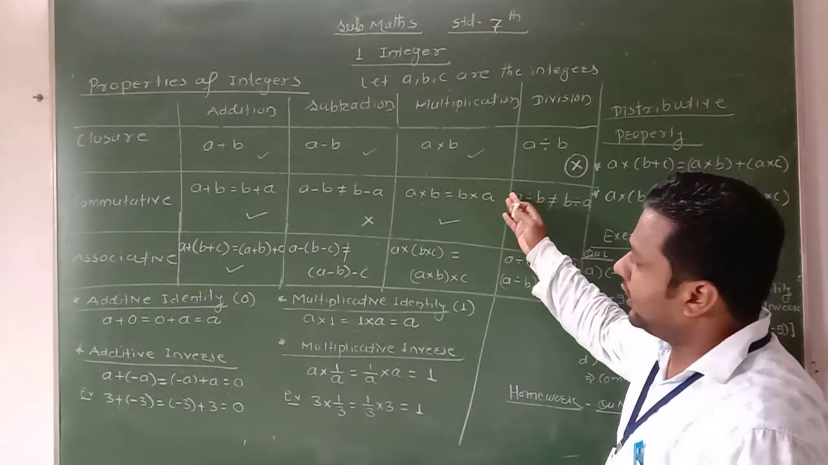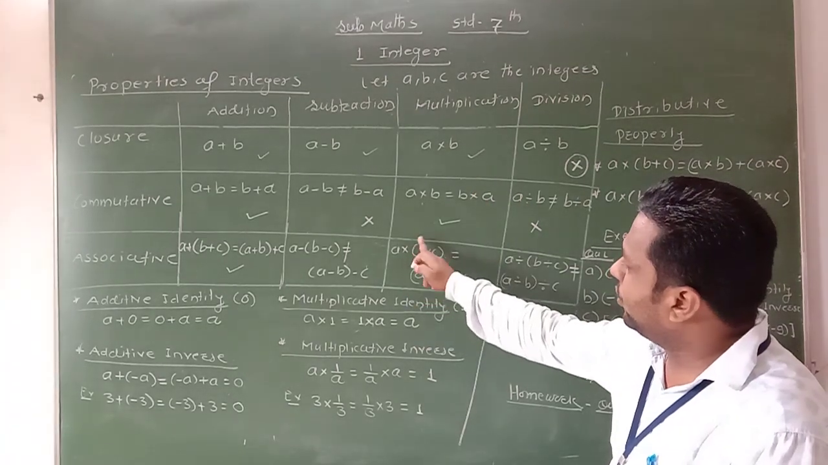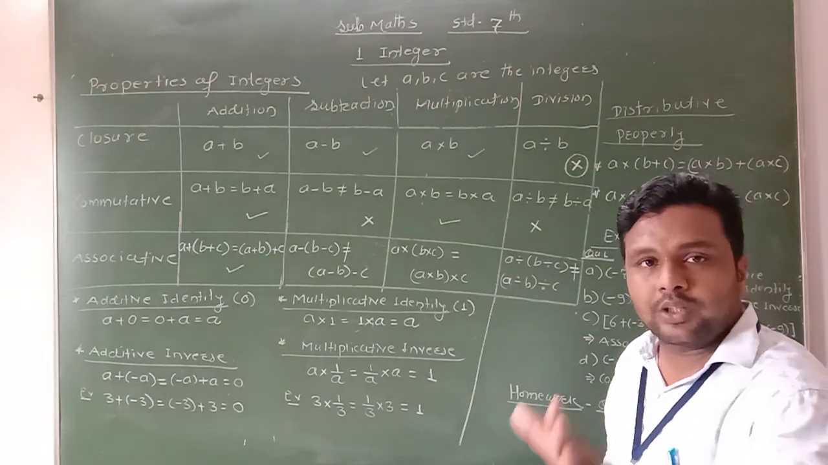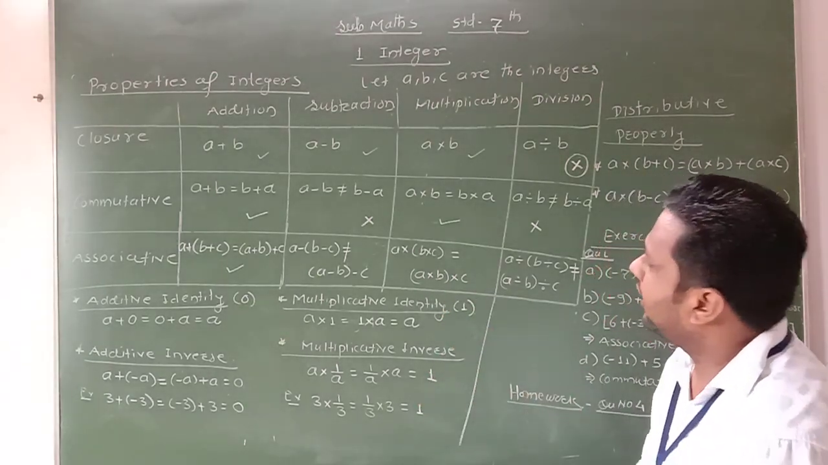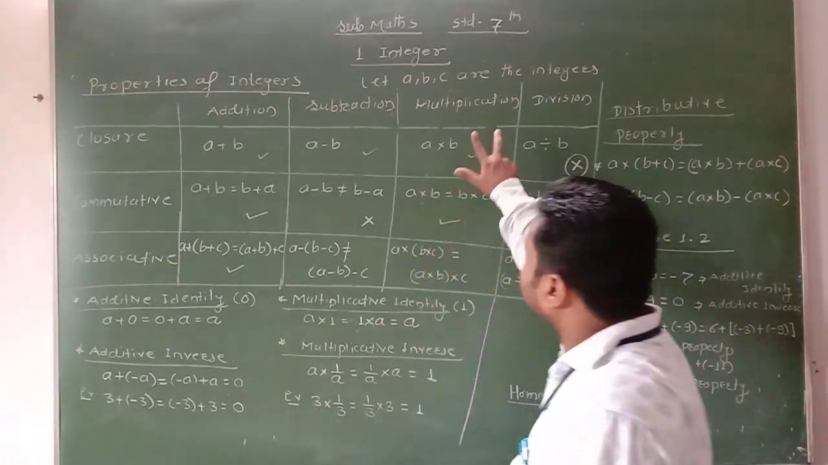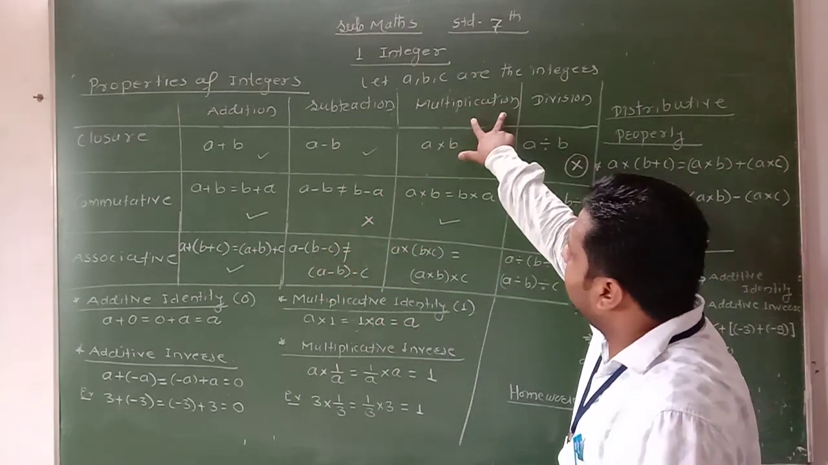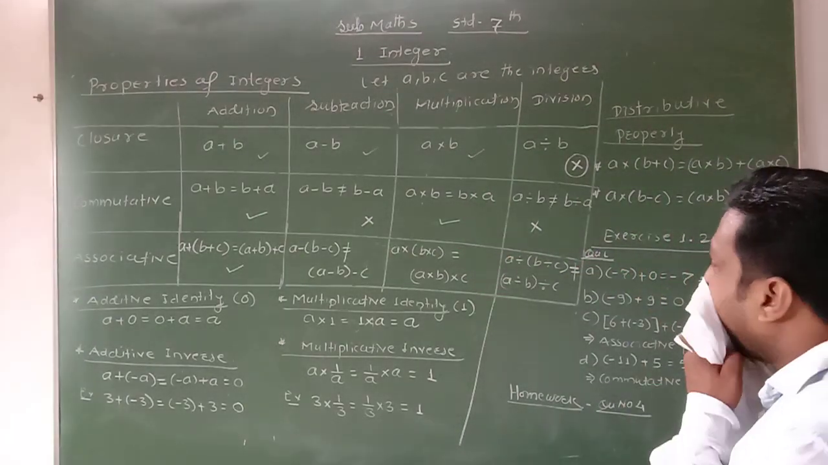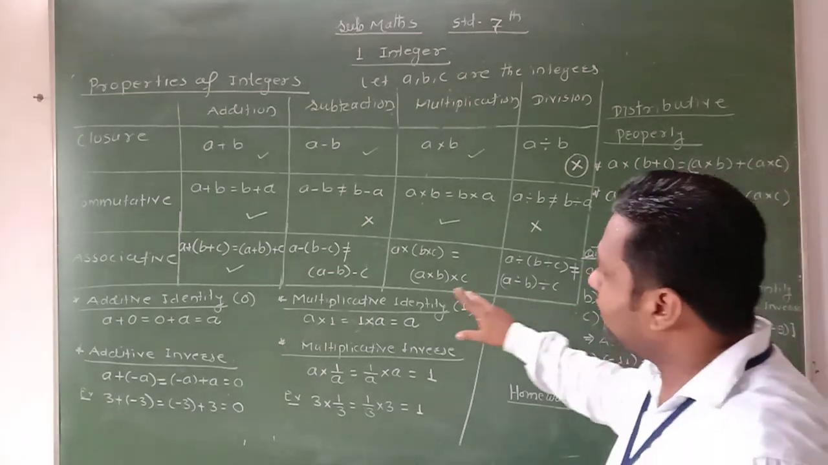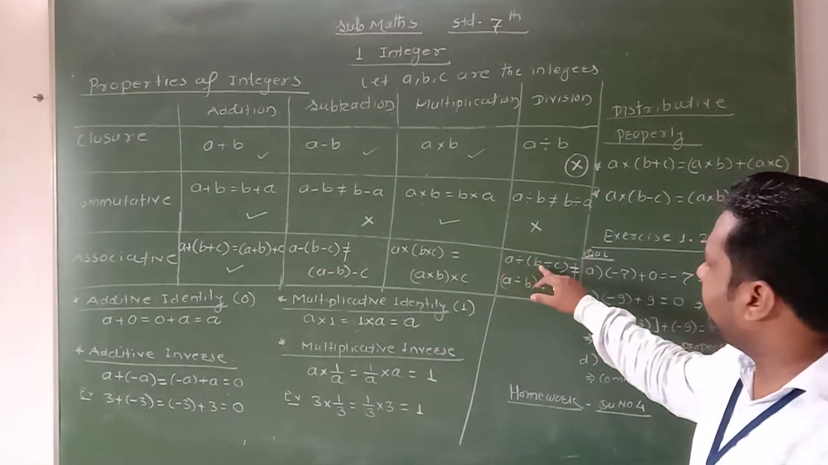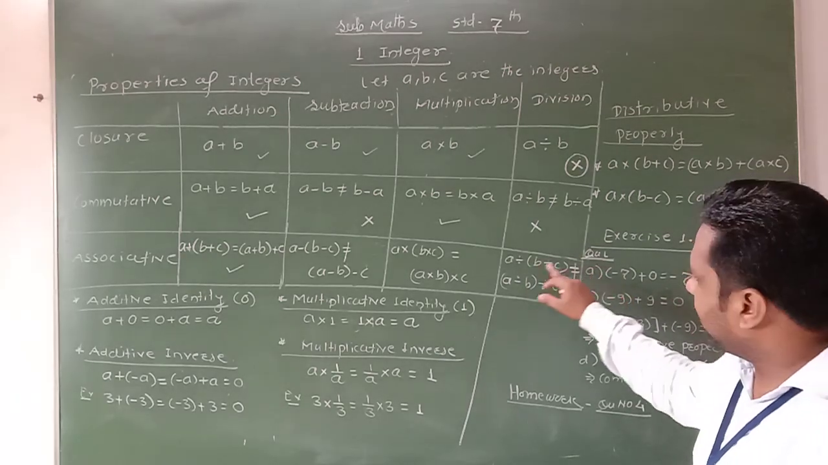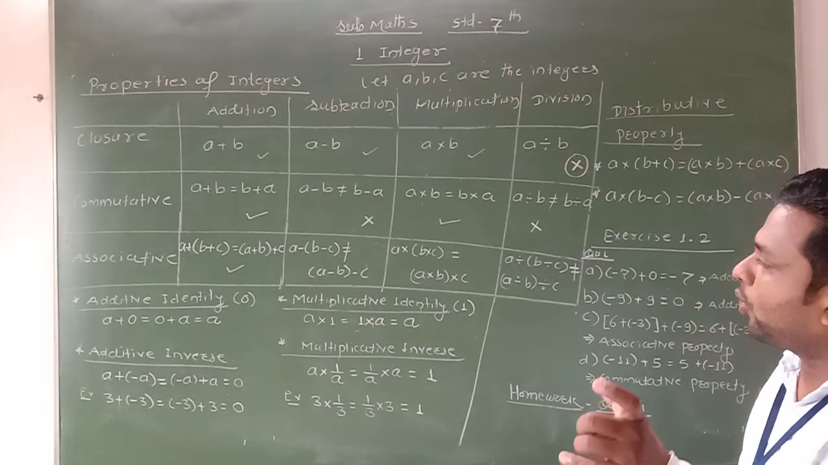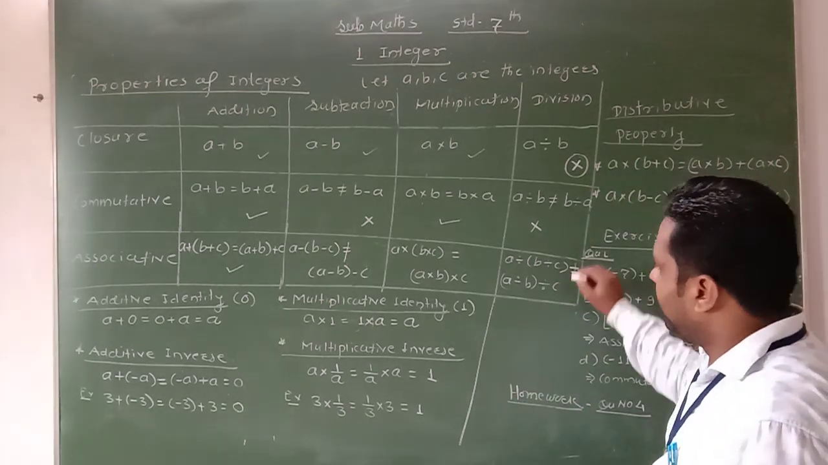Now for multiplication, A into (B into C) is equal to (A into B) into C. This means both the left hand side and the right hand side are equal here. Therefore, the associative property under multiplication is applicable. Okay. Now see the associative property for division. A divided by (B divided by C) is not equal to (A divided by B) divided by C. Therefore, the associative property does not hold under division.